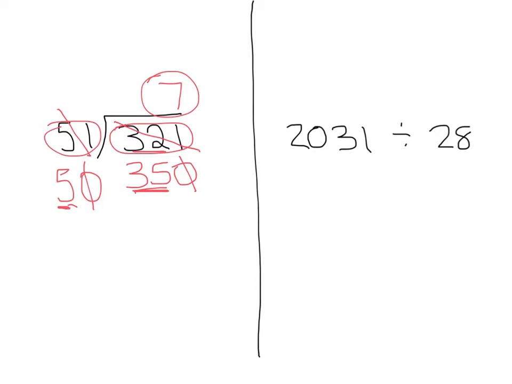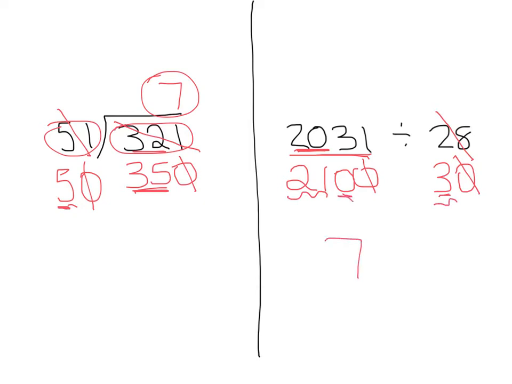I need to round the divisor first. So 28 is about 30. Now I need to think of a number close to 20 that 3 will divide into, 21. So I'm going to change this to 2,100 because it's close to my original dividend, 2,031. Now I cross off a 0 here and a 0 here, and here's my basic fact, 21 divided by 3, which is 7, but I still have 1 0 here, and it is about 70.